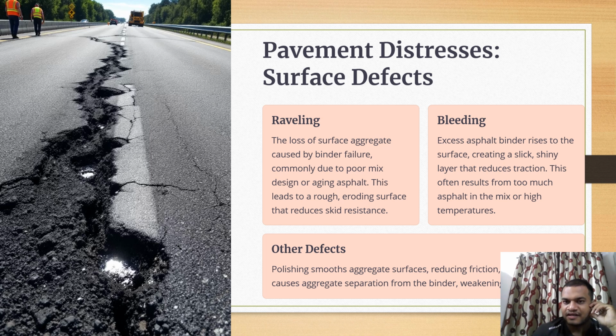Pavement distresses due to surface defects. Here we have mention of three types: raveling, bleeding and other defects. We'll discuss them also here. Raveling is the loss of surface aggregate caused by binder failure, commonly due to poor mix design or aging asphalt.